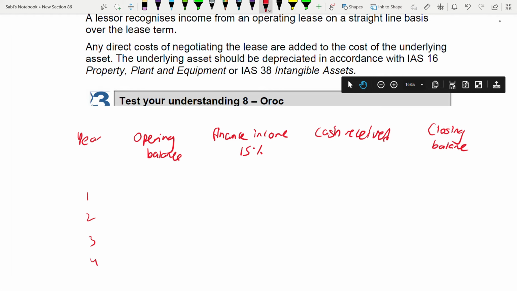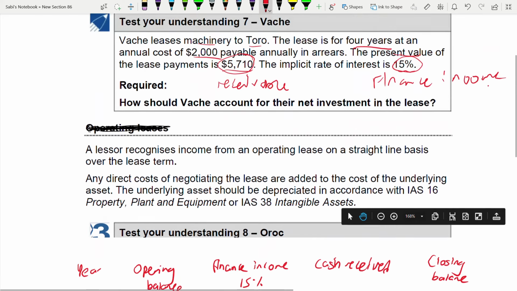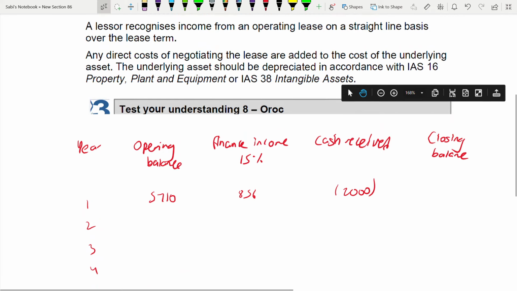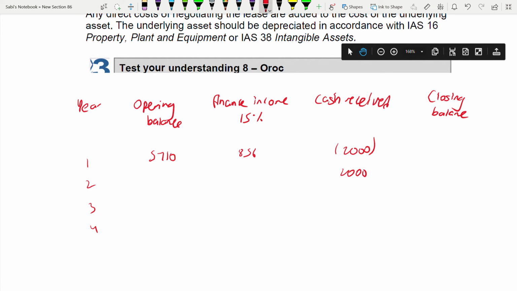Opening balance is 5710. They have already given 5710. Take 15% on this. You might get some decimal. Try to take round up figures. Okay, 856, because it's easy to work out with whole number. 856. And what is the annual payment? 2000. They have already given you. So every year is 2000. That will be reduced. This is fixed. Okay, cash received 2000. So annually they are receiving 2000.